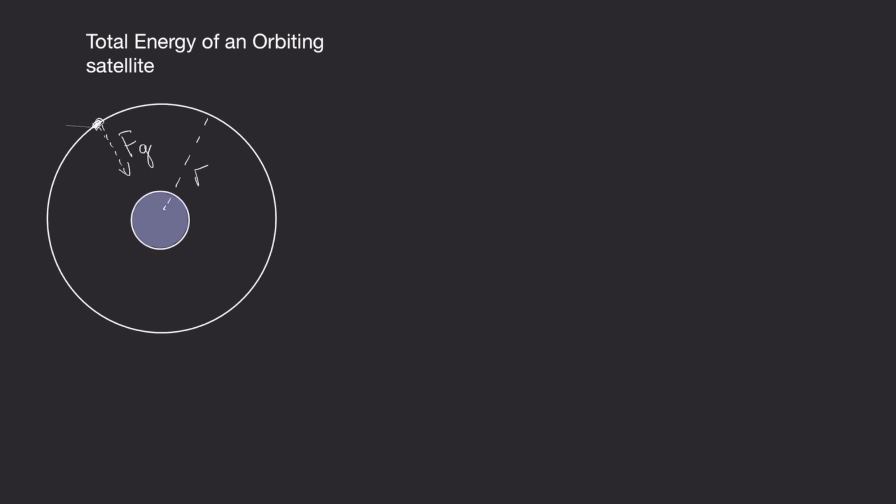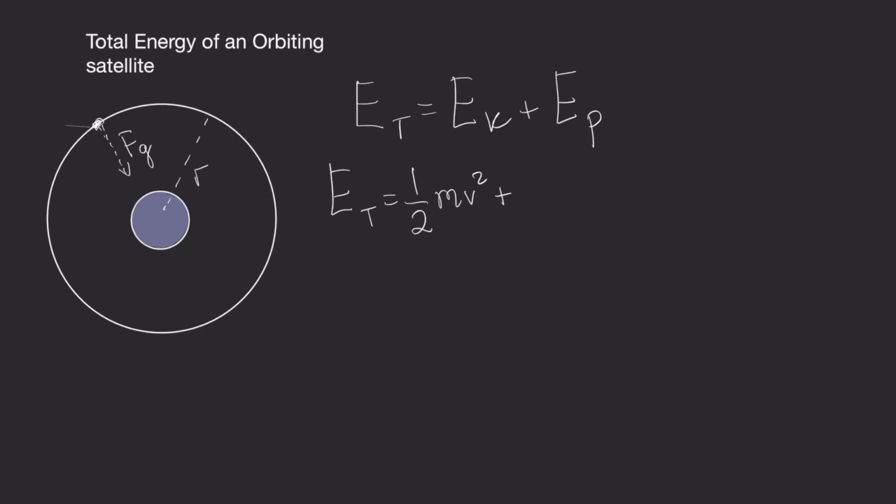And here's a really tricky concept, and that is the total energy of an orbiting satellite. So if this satellite is in orbit, its total energy, let's call it E total, is going to be equal to the sum of its kinetic energy plus its gravitational potential energy. So E total will then be equal to a half mv squared plus the potential energy.